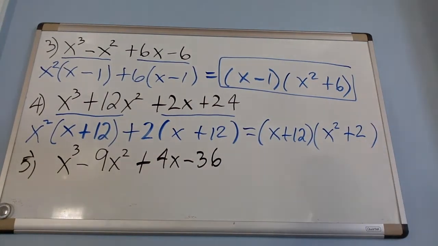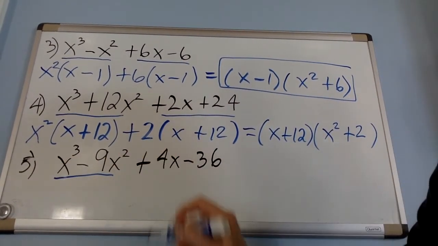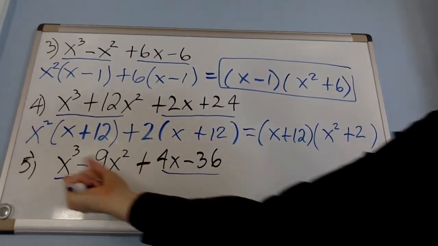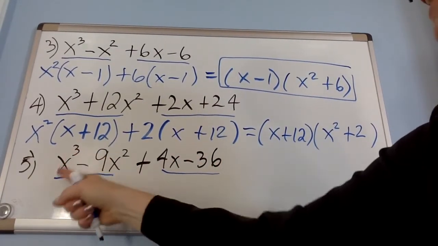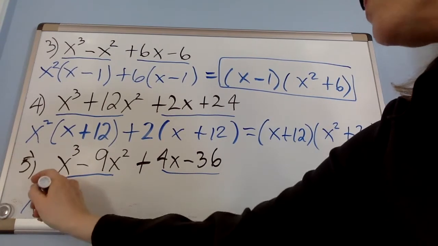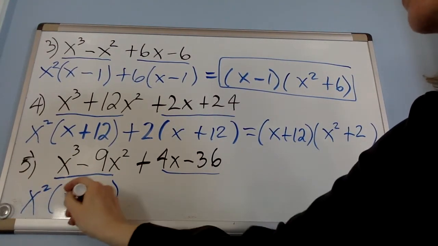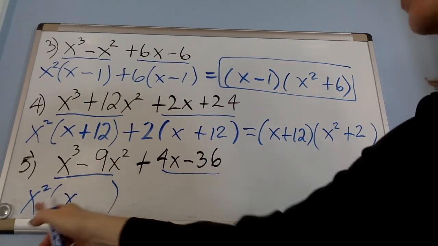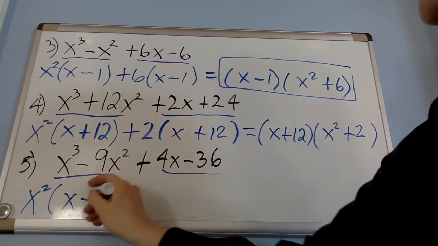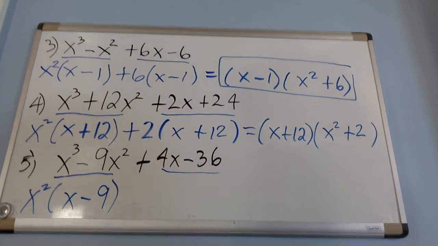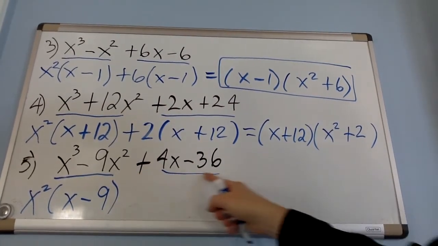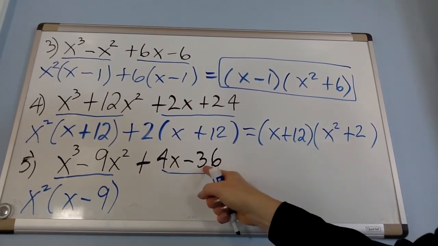And then the very last problem. Let's group this together and group this together. The greatest common factor here, again, is x squared. I'm going to pull that outside the parentheses. Inside the parentheses is going to be x, and negative 9x squared divided by x squared is negative 9. Right? And then the greatest common factor here is going to be positive 4.